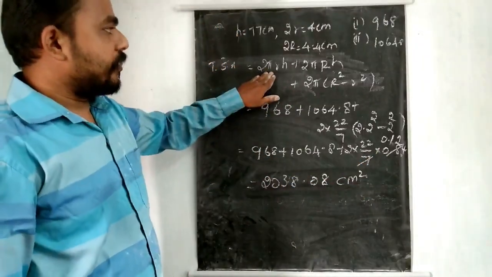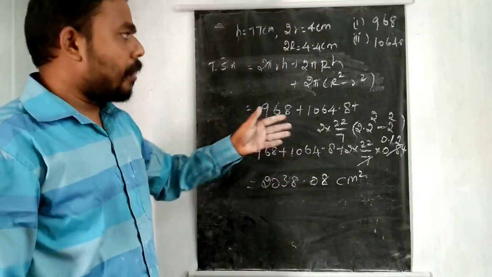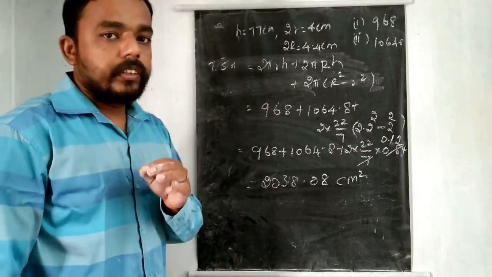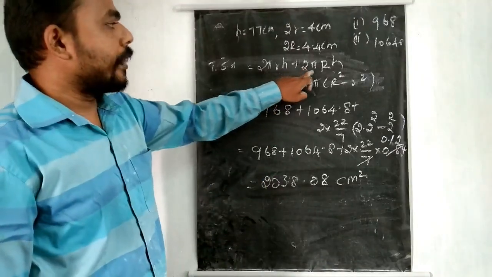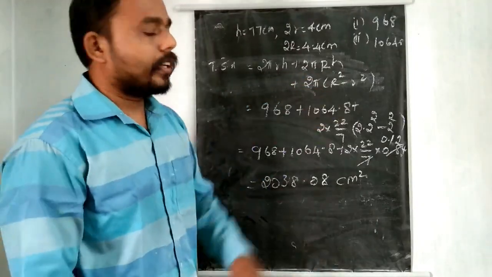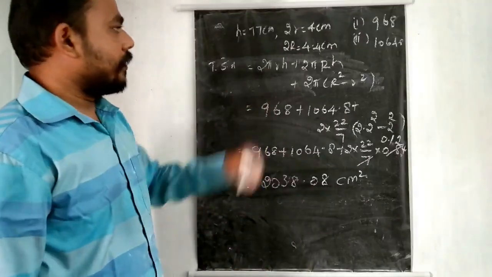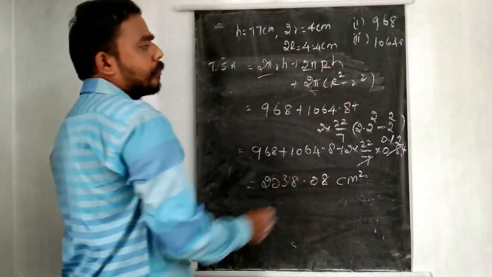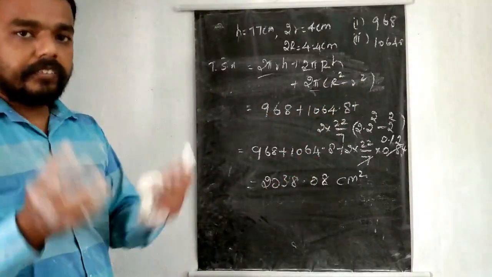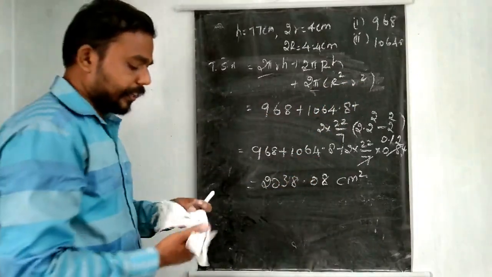So here you have the formula of the hollow cylinder. Total surface area we need to find: 2 pi r h, 2 pi capital R h, 2 pi into capital R square minus small r square. For that we can consider 2 pi common, and the remaining we can write as a formula. This thing we already studied.